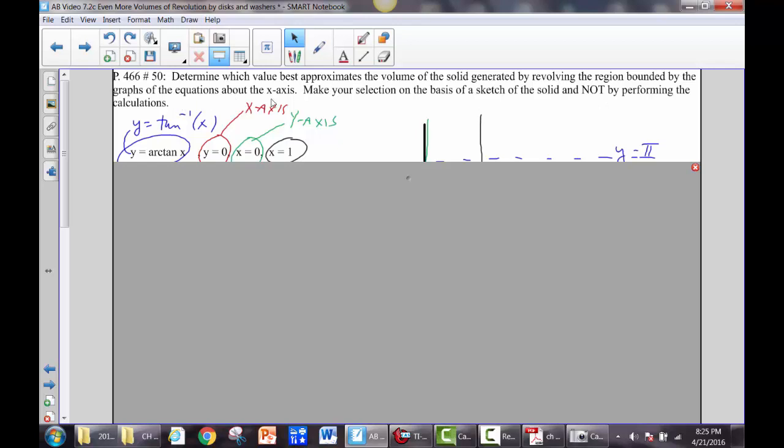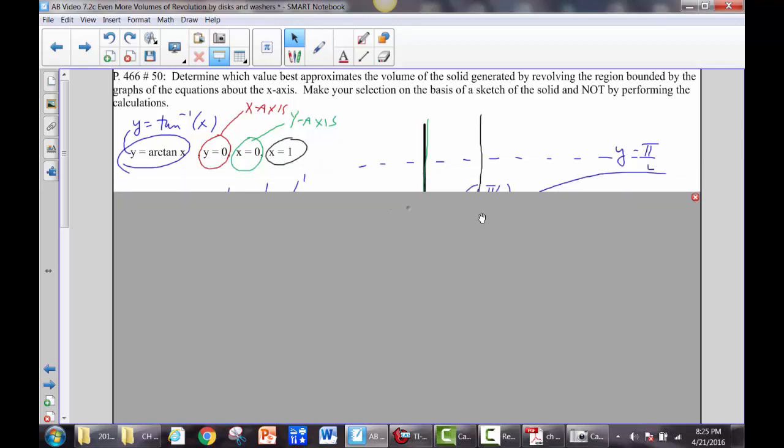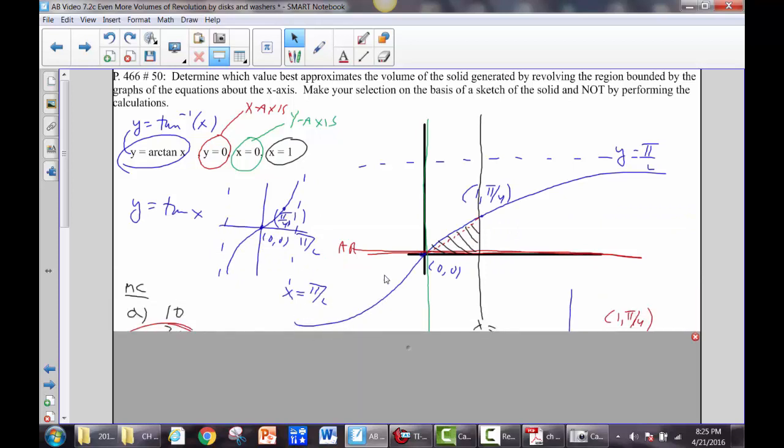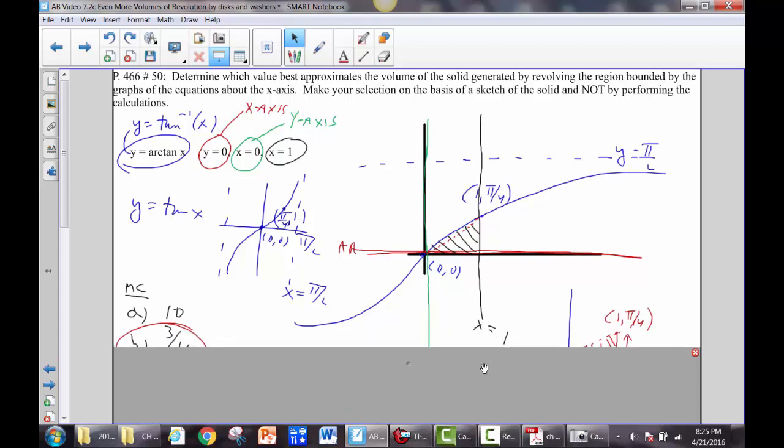Okay, determine which value best approximates the volume of the solid generated by revolving the region bounded by the graphs of the equations about the x-axis. And again, make your selection based on a sketch. So we have y equals arctan x, y equals 0, x equals 0, x equals 1. Hopefully you know that arctan looks like this and has a horizontal asymptote of y equals pi over 2. So it's bordered by this blue curve, y equals 0, which is the red x-axis, x equals 0, which is the green y-axis, and x equals 1, which is this black vertical line. So you can see that I have this region here.